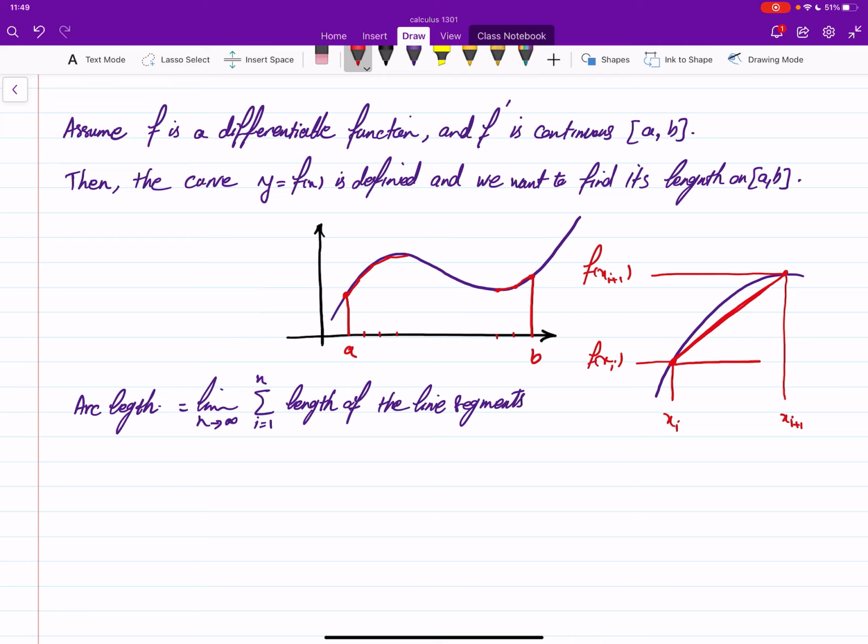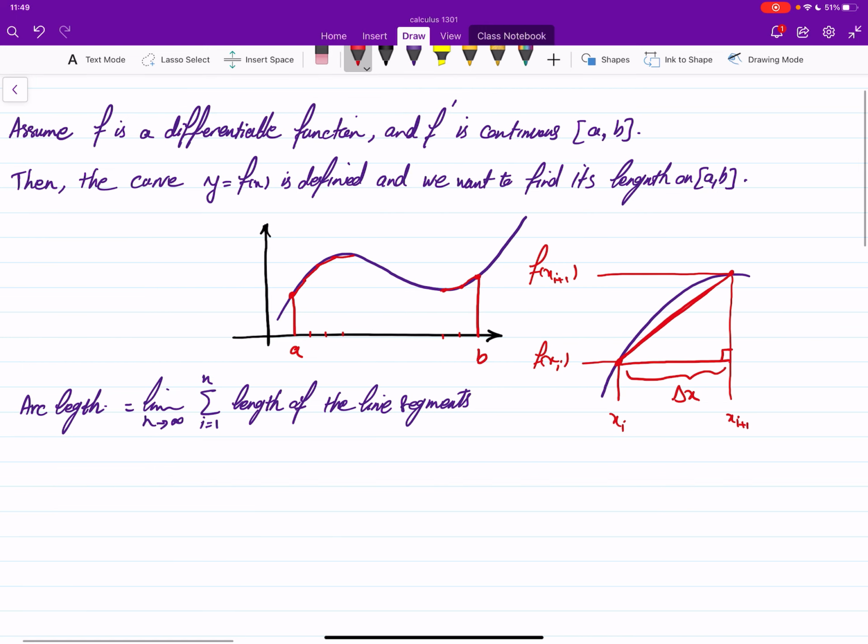Turning this into a right triangle, you see that here is xi plus 1 minus xi, which we denoted by delta x, and up there is f of xi plus 1 minus f of xi, which we will write as delta y. Now you have a right triangle with two legs delta x and delta y. The hypotenuse is what we are looking for, given by the Pythagorean theorem: the square root of delta x squared plus delta y squared.